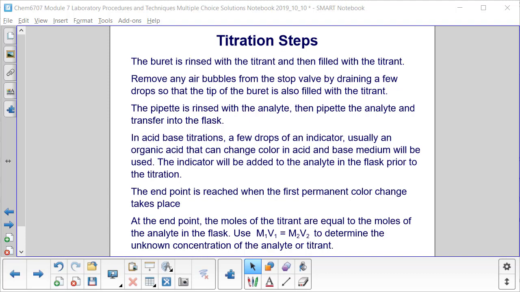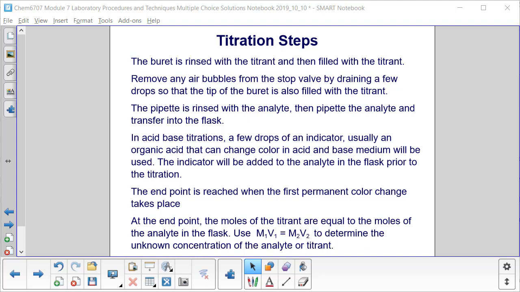So to set up a titration, first the burette is rinsed with the titrant and then filled with it. Remove any air bubbles from the stop valve by draining a few drops so that the tip of the burette is also filled with the titrant. The pipette then is rinsed with the analyte. Then pipette the analyte and transfer it into the flask.